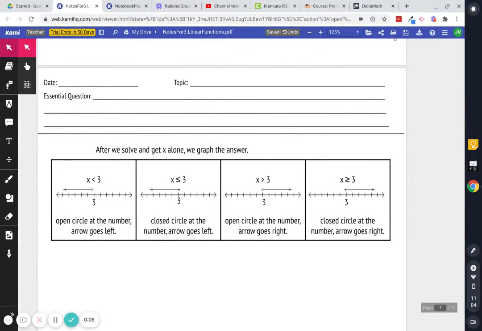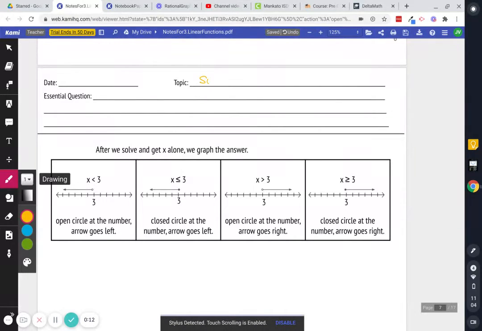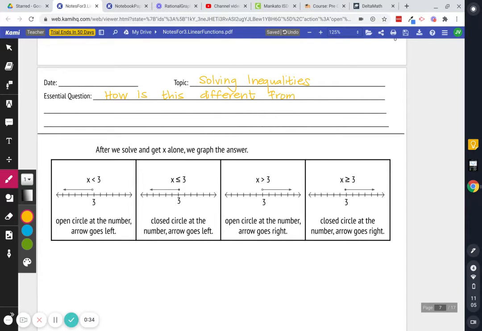It lines up with page 7 in our notes, and specifically, we are going to be studying how we solve inequalities. So our topic is solving inequalities. And actually, we're going to also look at graphing them too, so you might want to add that. But how is this different from solving equations? What's the same? What's different? Could throw out compare and contrast, but we're just going to go with how is this different from solving equations?